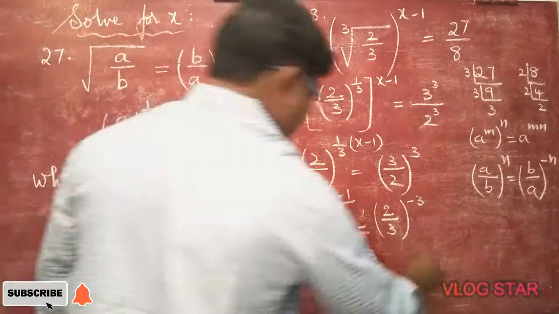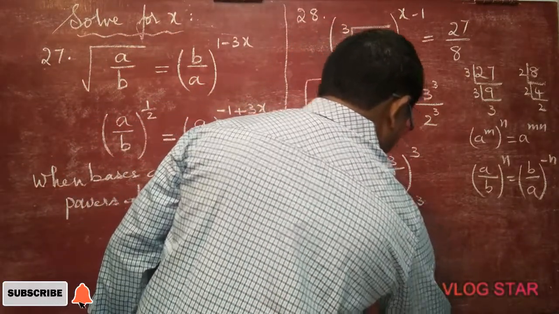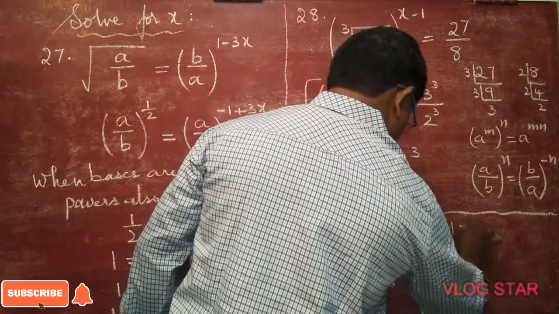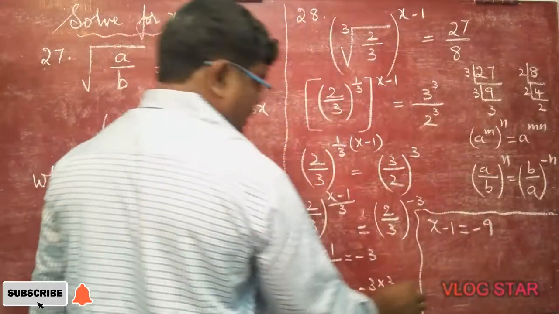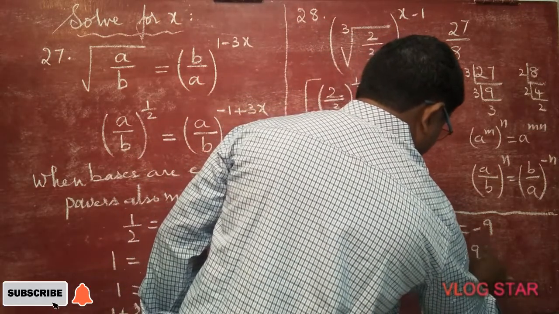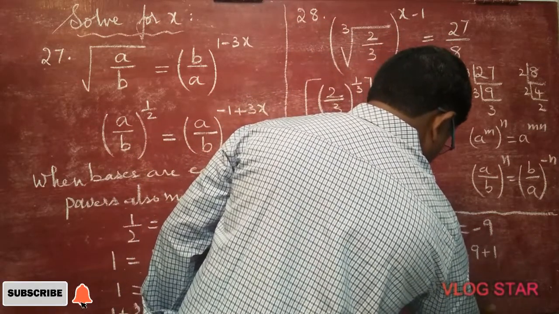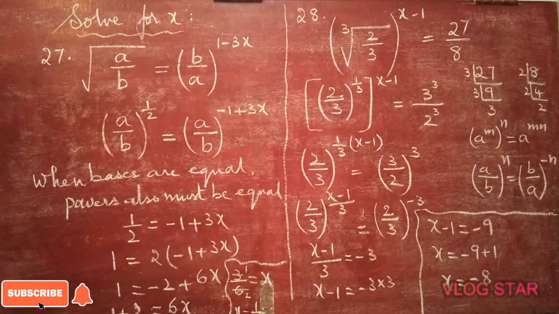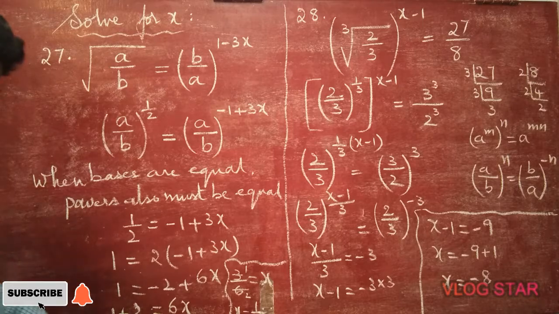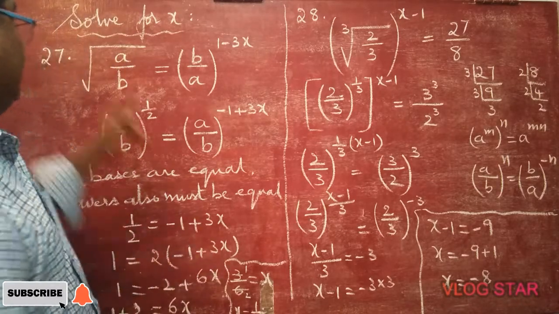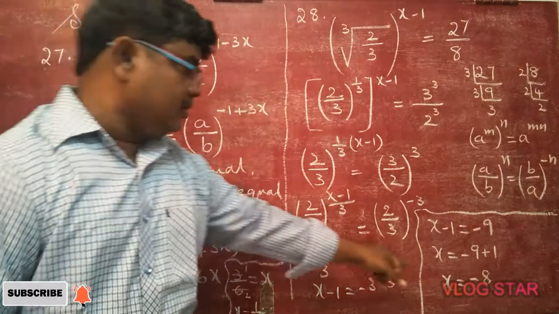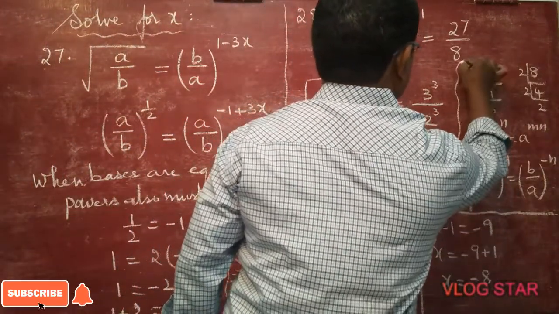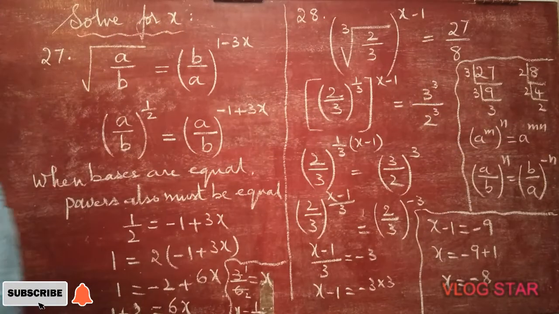So x minus 1 is equal to minus 9. x is equal to minus 9 plus 1. So x is equal to minus 8. So this is the way of solving. Here we got x as 1 by 2 in the 27th problem. In the 28th problem we got x as minus 8. And these are the workings you have done. This is a very important part of the problem.